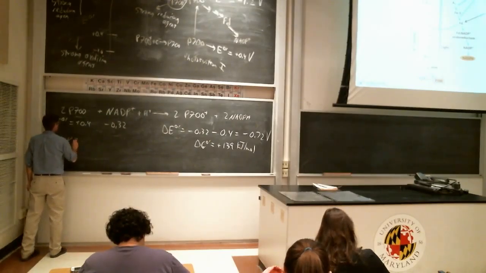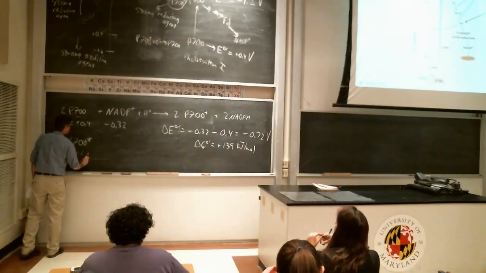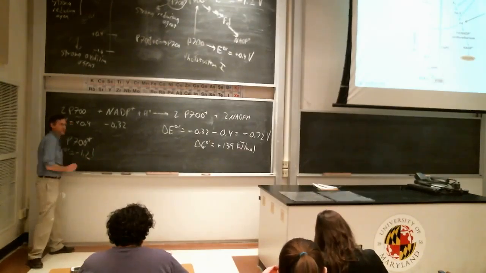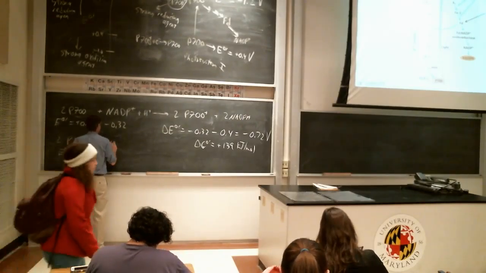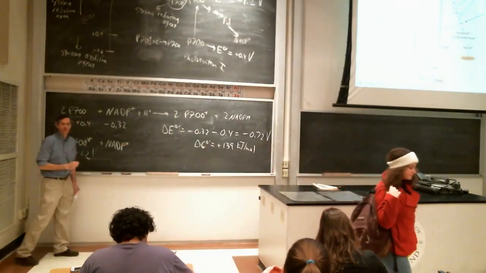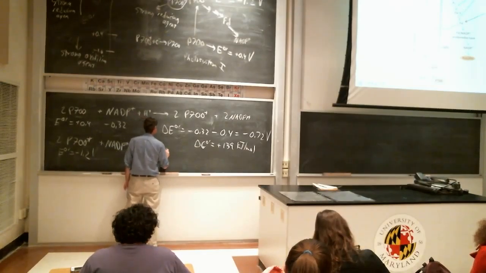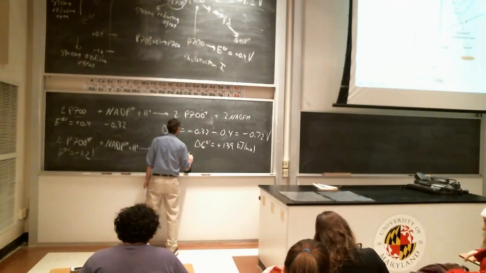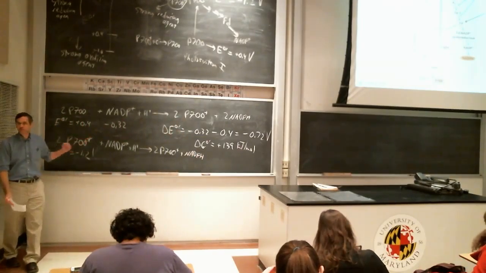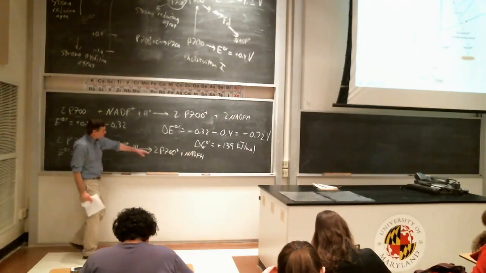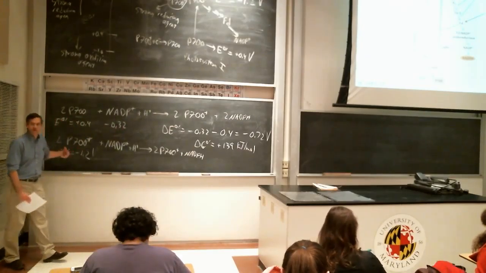Instead, you need this P700 star with a very large and negative reduction potential. Now this is a strong enough reducing agent to get electrons into NADP. Of course, this is the actual reaction that happens in photosynthesis. Note that the products are the same. The products are both oxidized P700 plus and NADPH, but now we have a different reducing agent.